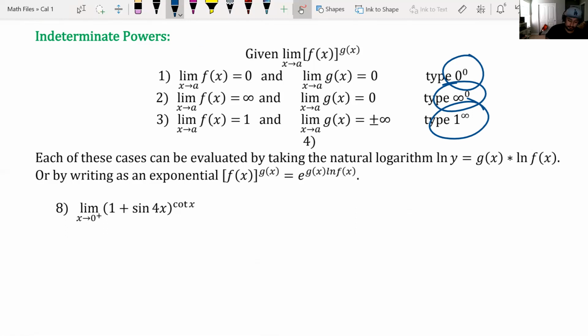Okay. So, with that being said, one way to fix these is to apply the natural log. We will apply the natural log, and then we'll get an indeterminate product, which means we'll have to rewrite it as a quotient, and then we can apply L'Hopital's rule of taking the derivative. So, as we work through all of it, let's check out number 8 first.